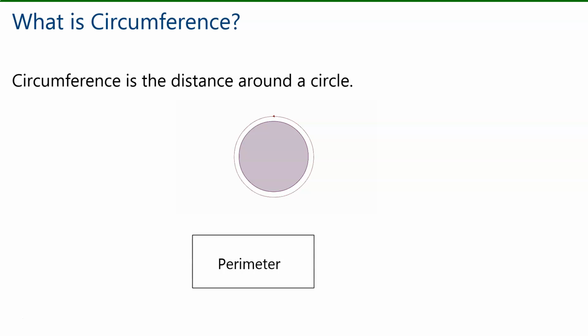So when you found the perimeter of a rectangle, you would add up the 4 side lengths together to give you the perimeter. So the circumference is the same idea, the distance around, it just has a different name for a circle.